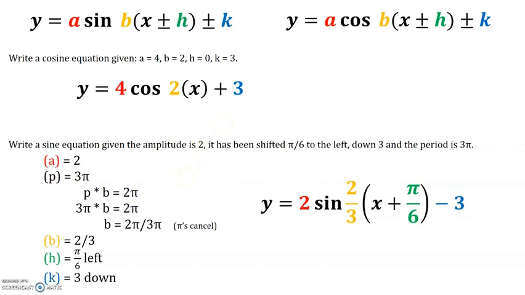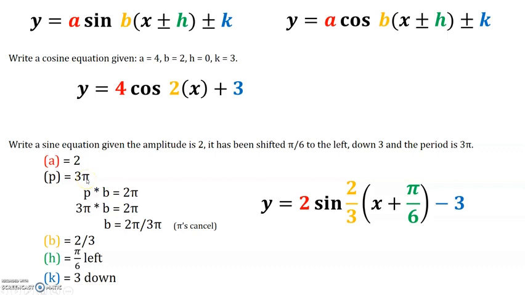So that's one way where it's just given straight to you. Next, you might have it written out in words, so you really have to know what each of those values represents. Now I'm told I want a sine equation, so that's why I start with sine. I'm told my amplitude is 2, so I'm writing a equals 2. It's been shifted pi over 6 to the left, so I'm writing pi over 6 to the left. It's going down 3, so I know my k value is going to be a negative 3. And then my period is 3 pi.